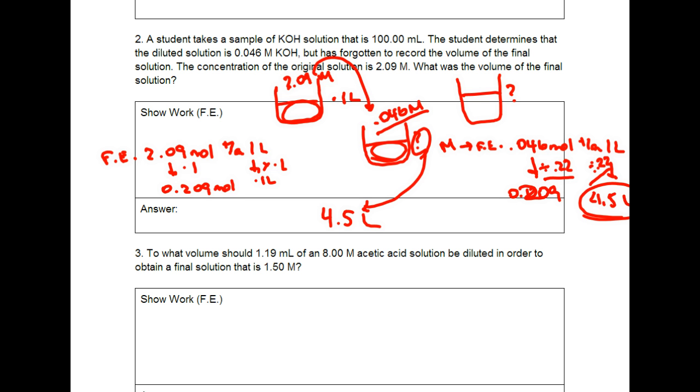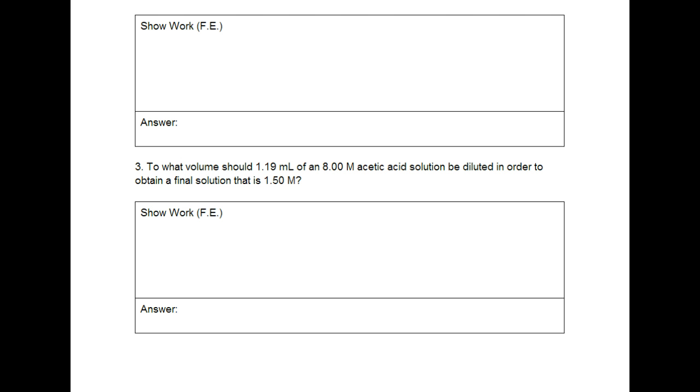And that makes sense, because when you look at the molarity, you're starting with 2.09, and it's going down not just to 1, not just to 0.1, but to 0.046 molar. So that means we have to have a lot more than 0.1 liter, because we're watering it down a lot. And then the final problem on the extra practice.